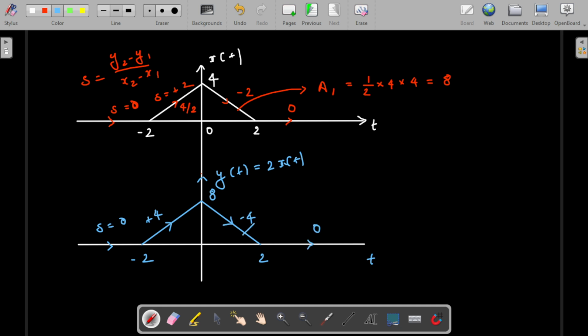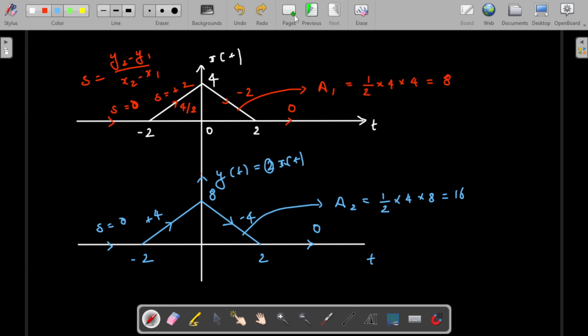If we calculate the area of this, A2 will be equal to half into 4 into 8, so it will become 16. If you see the scale factor A, which is equal to 2, the constant term is 2. So the area gets multiplied by that factor. This is how the amplitude scaling process takes place.